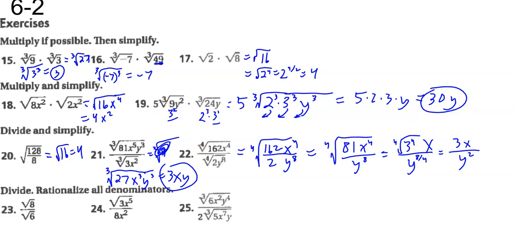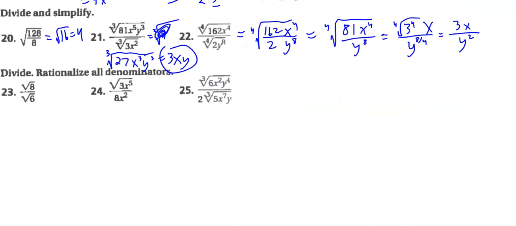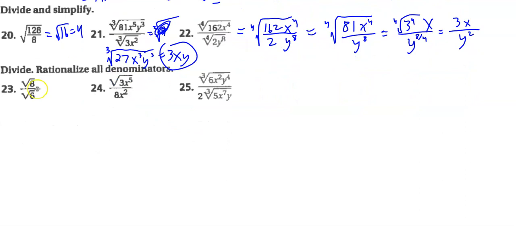Now, rationalize all the denominators. I might need a little more room here, so I'm going to show some work. I'm going to multiply this one by square root of 6 over square root of 6. When it's a square root, it's really easy. You just multiply top and bottom. So we get square root of 48, which may or may not simplify, over 6.